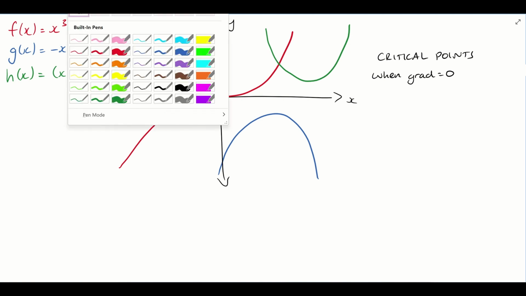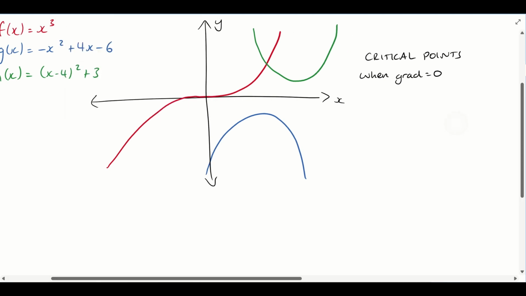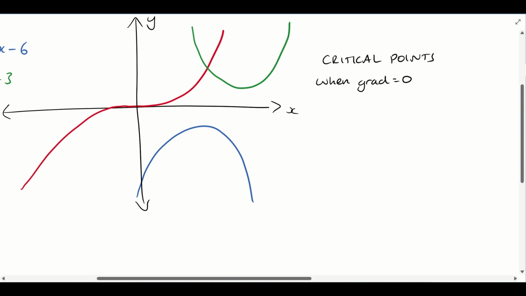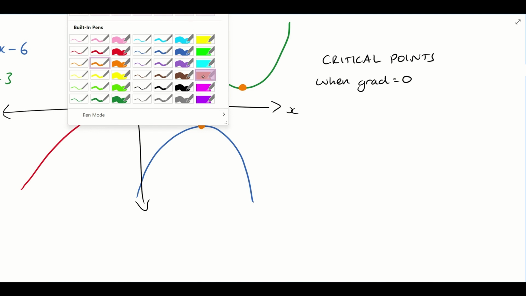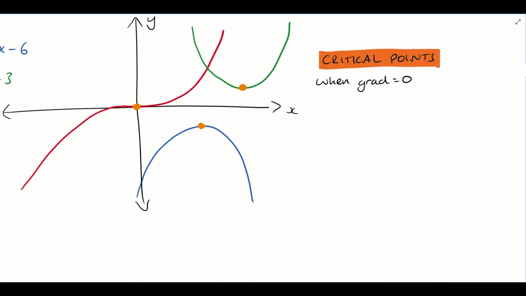And I will draw them in orange. Okay, if we come over here, it's equal to 0 here. The gradient's equal to 0 on the red line there, and the gradient's equal to 0 on the green curve there. So they're called the critical points. So critical points are in orange.